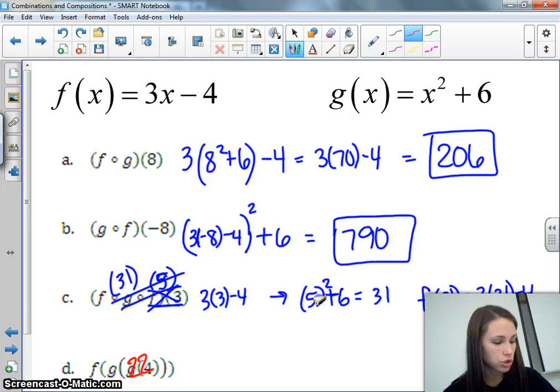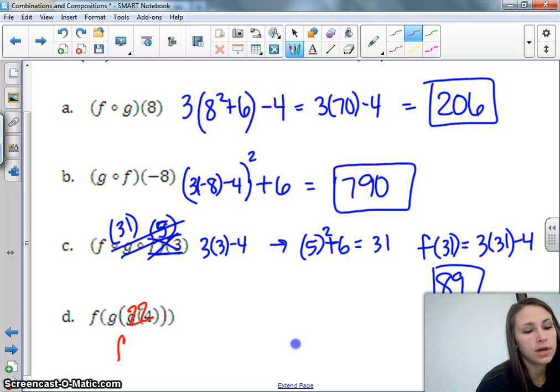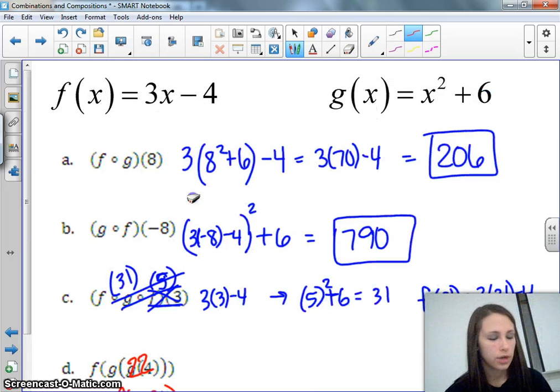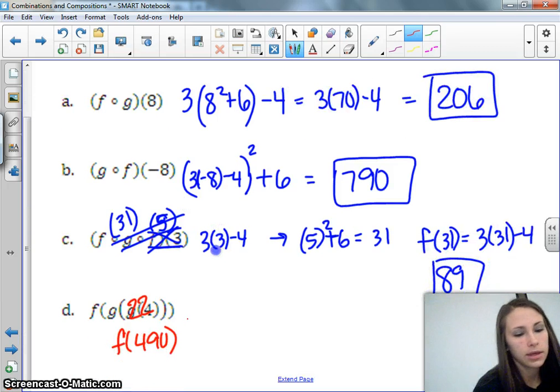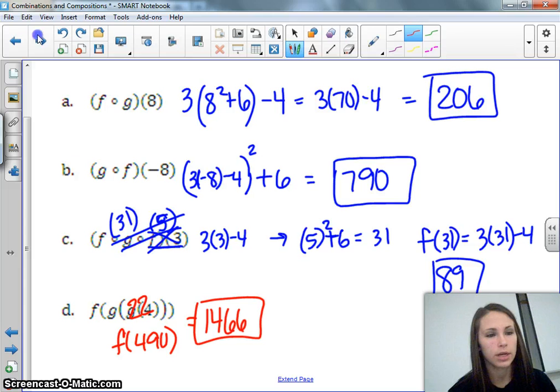So g of 22 is just going to be 22 squared plus 6. And so that would be 490. So really I'm just finding now f of 490. And so f of 490, if I do 3 times 490 minus 4, and I'm just going to do that in my calculator over here, that is 1466. So that should be my answer for this part D right here.